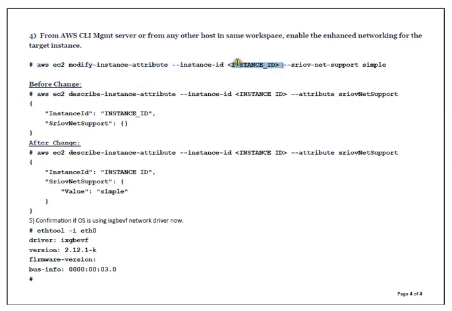For the instance ID, you need to replace this bit with the ID of the instance where you are going to enable the enhanced networking feature. And this is the keyword for enhanced networking, sriov-net-support. We have to set it to simple. That's the Amazon way.